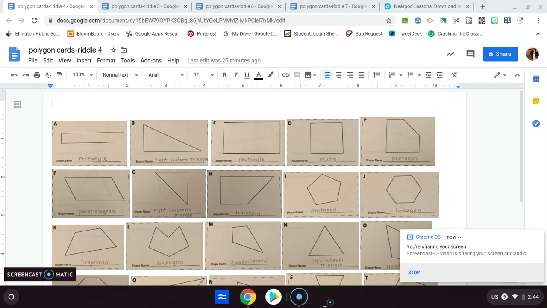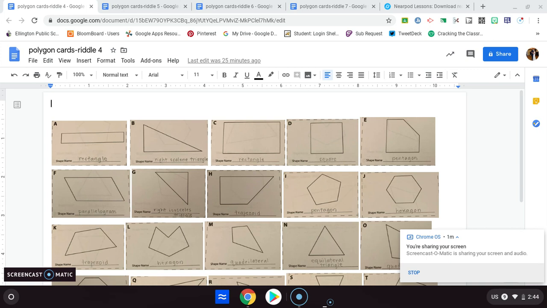So you should have your Polygon cards. You should have them in 4 rows of 5 in alphabetical order, starting with A obviously and going through. While you're doing that, I just want to remind you that polygons are shapes with 3 or more sides. They're closed and they have to be straight sides. So you were looking at squares and rectangles and trapezoids and pentagons and hexagons and triangles and different types.